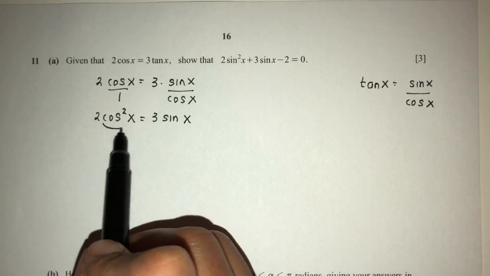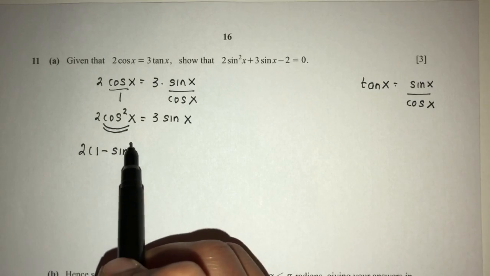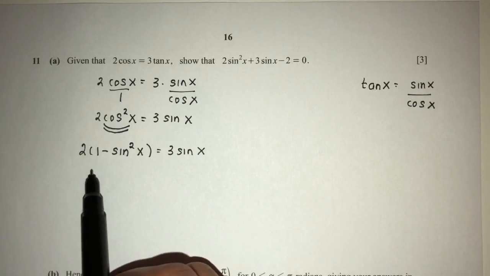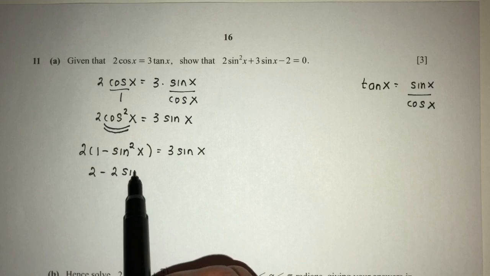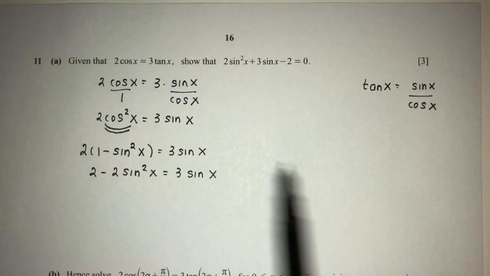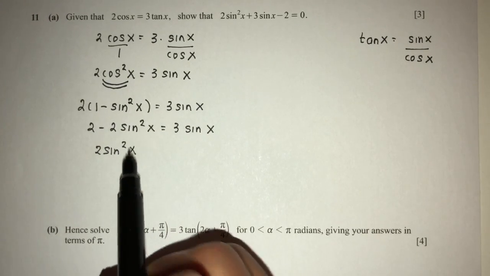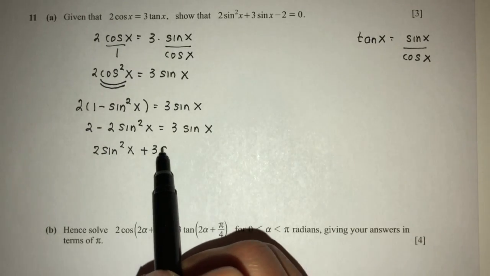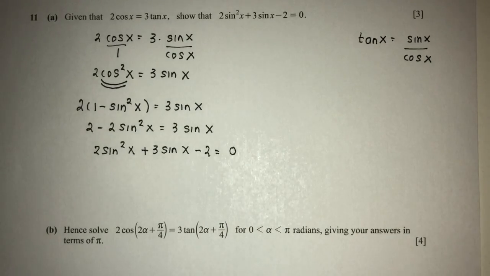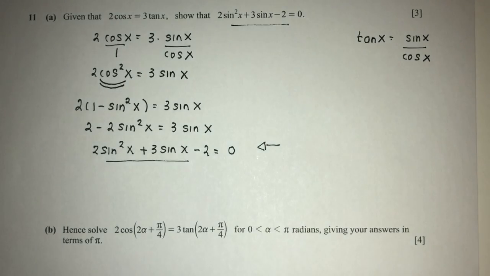Now we can replace this by 1 minus sine square x. That is 3 sine x. That will be 2 minus 2 sine square x equal to 3 sine x. So simplify, you will have 2 sine square x plus 3 sine x minus 2 is 0. And this is shown as required, right? This is all we need to show here.